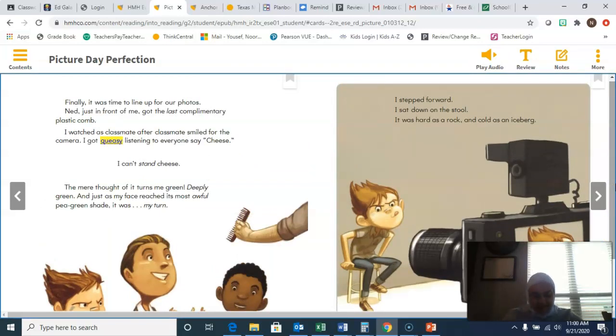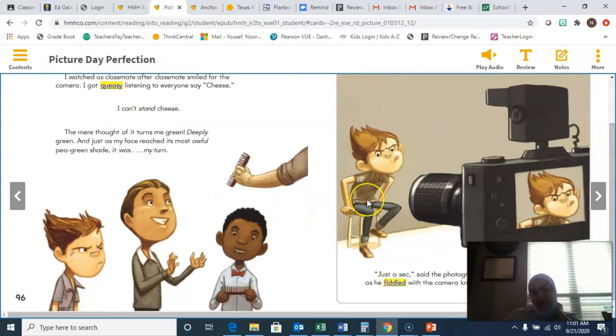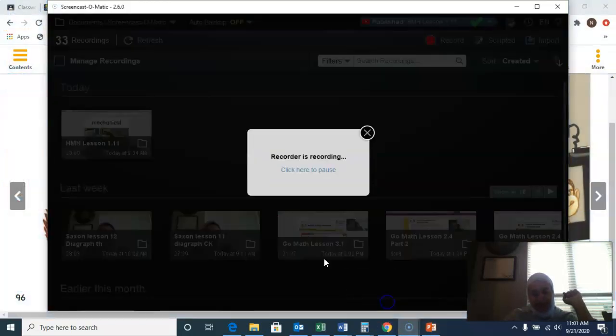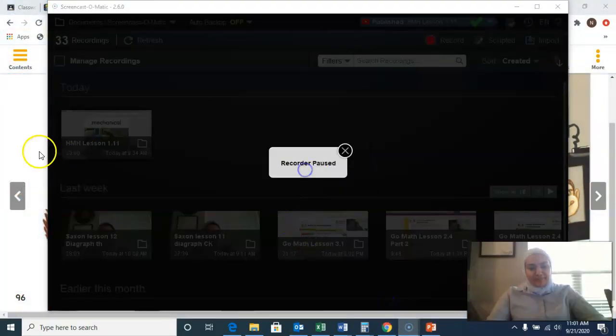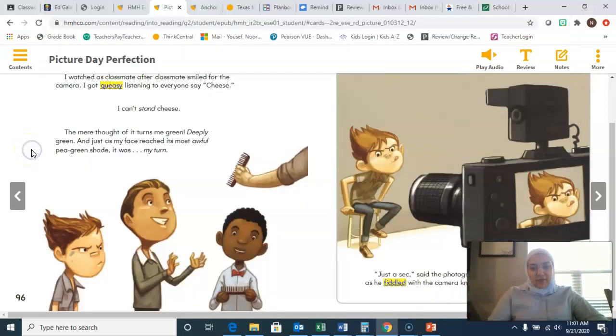What phrases in the story help us imagine what it feels like to sit on the stool? It says the stool was as hard as a rock and as cold as an iceberg, right? So it's letting us know that the chair, was it comfortable or not comfortable? It was not comfortable for the boy to sit on. All right, so it was not comfortable for that boy to sit on that chair.